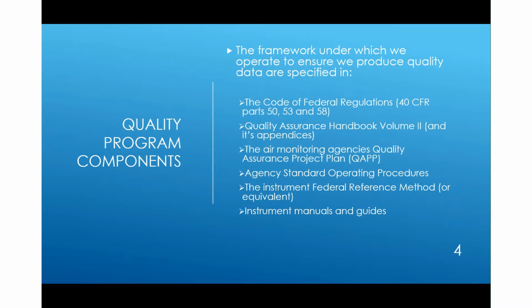The framework under which we operate to ensure we produce quality data is specified in the Code of Federal Regulations, 40 CFR Parts 50, 53, and 58, the Quality Assurance Handbook, Volume 2, and its appendices, the air monitoring agency's Quality Assurance Project Plan, agency Standard Operating Procedures, the instrument Federal Reference Method or equivalent, and instrument manuals and guides.